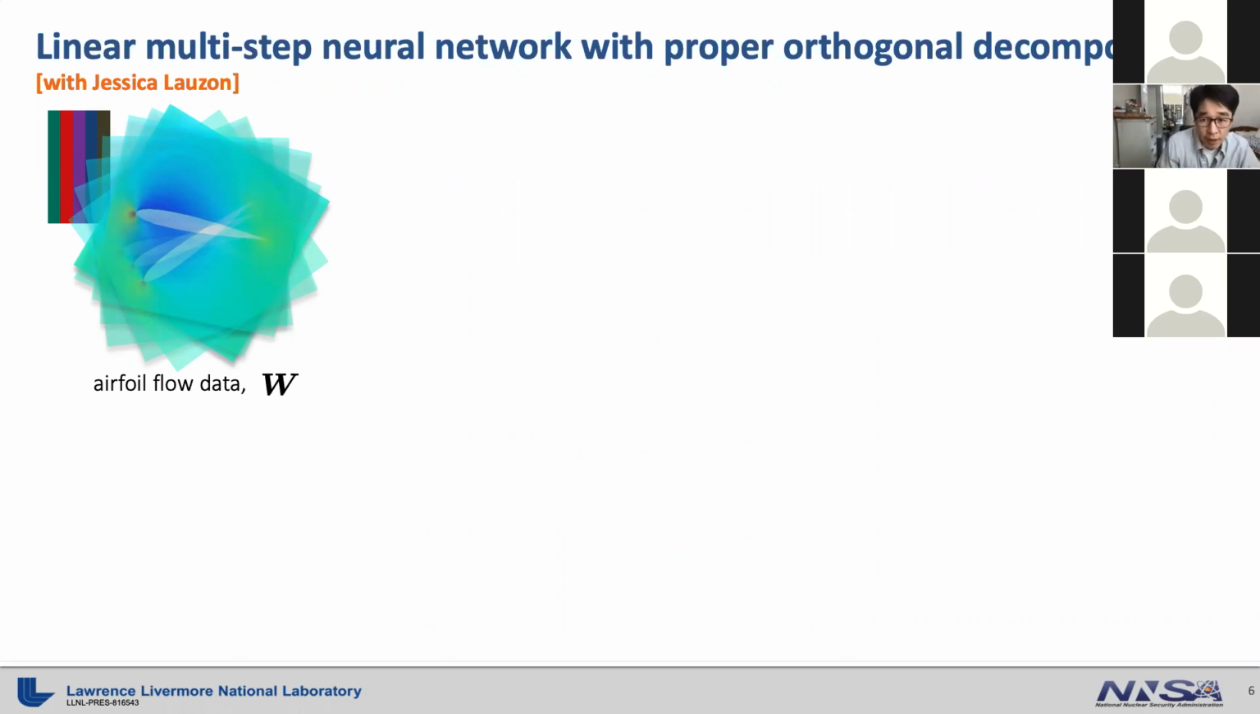The first black box approach is the linear multi-step neural network. This method uses a linear subspace dimension reduction approach, so-called proper orthogonal decomposition, POD, via singular value decomposition. To demonstrate that, let's say we have airfoil flow data denoted as W here, and we use POD or singular value decomposition to obtain a reduced basis for the solution variable.